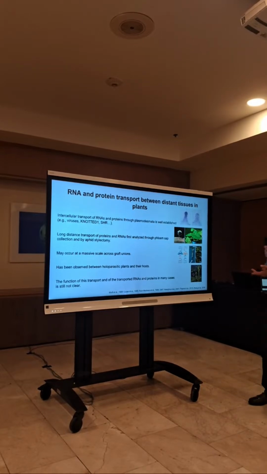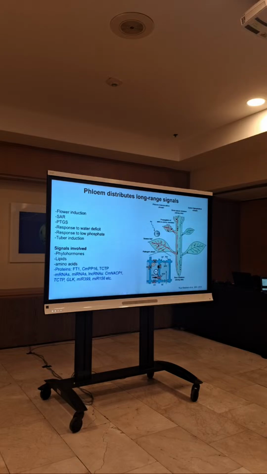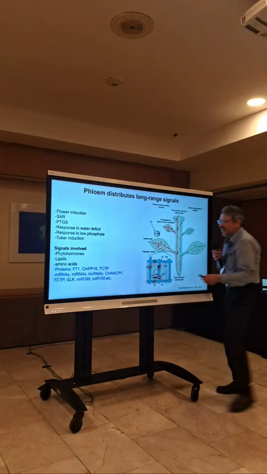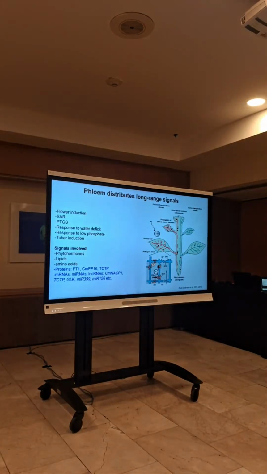There is also much information about RNAs that move long distance, from phloem sap collection and aphid stylectomy. It may occur at massive scale across graft unions, but maybe not as massive as initially thought. And now we know that there is a lot of RNA and protein exchange between holoparasitic plants and their host. For most of these RNAs, the function is not known clearly. The phloem distributes long-range signals, involved in flower induction, systemic acquired resistance, gene silencing, response to water deficit, and so on. We are interested in the proteins and RNAs that might be involved in some of these processes.